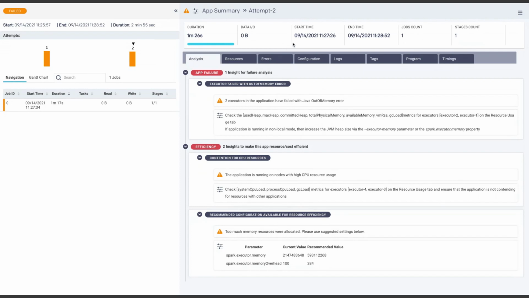And what would it mean if you could identify all of those errors on one interface, and then also get recommendations on how to fix that or even optimize your application?